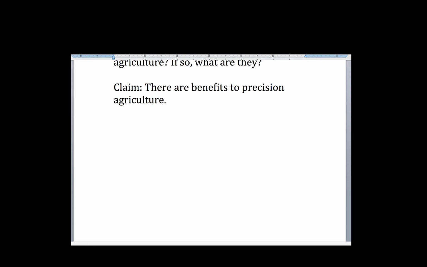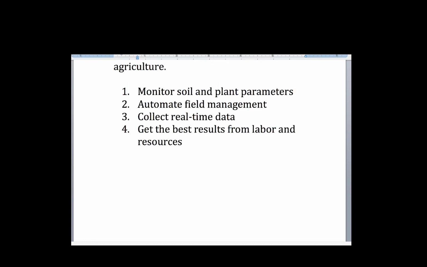So let's say the research has come up with some ideas, and I'm going to list here what I found to be the 4 big benefits to precision agriculture. So here are the 4 benefits that I got from the research. Monitor soil and plant parameters, automate field management, collect real-time data, and get the best results from labor and resources. So we now basically have a claim. We do have our 4 reasons. The next step is to put all of this together, the claim and the reasons, and we're going to come up with a good thesis statement.